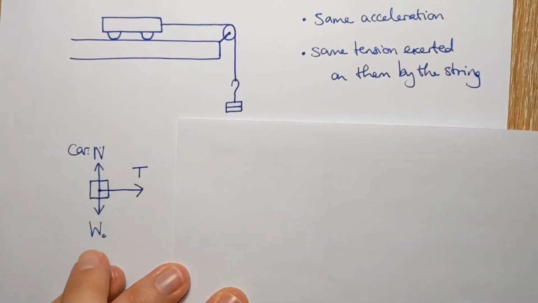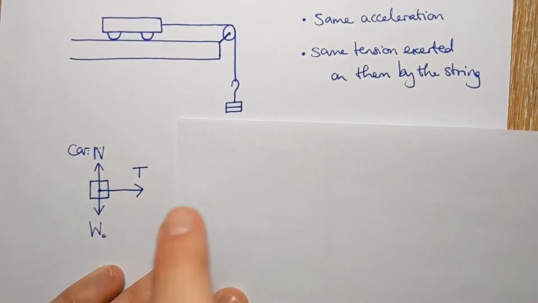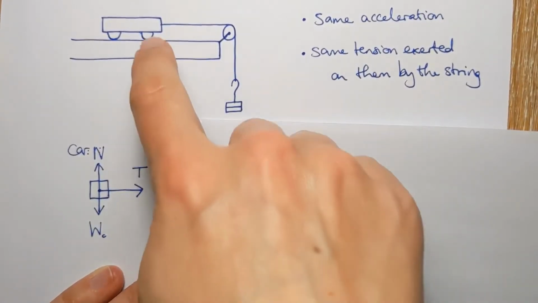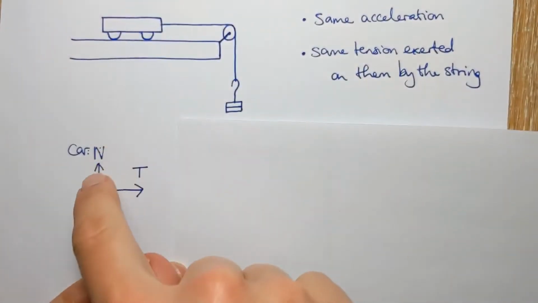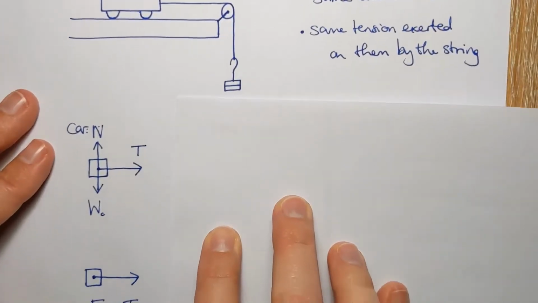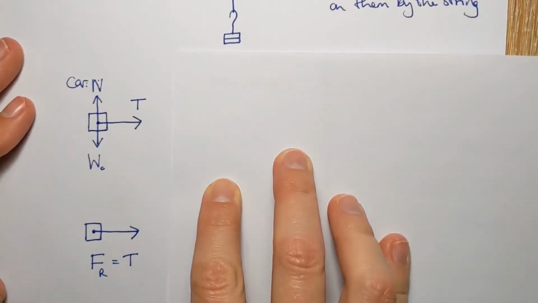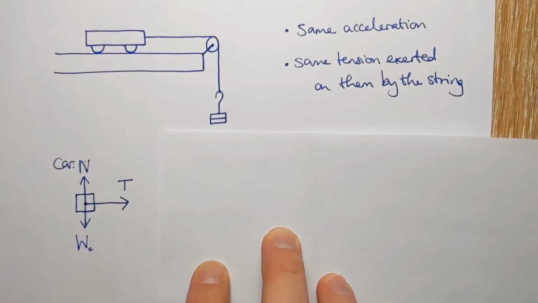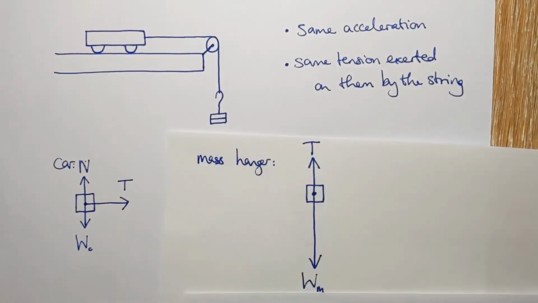Here's the free body diagram for the car. Weight of the car down, normal contact force from the track upwards, tension in the string. We know it's not accelerating upwards or downwards, so these two must cancel out, and the resultant force is therefore equal to the tension. But for the mass hanger, the free body diagram looks like this.